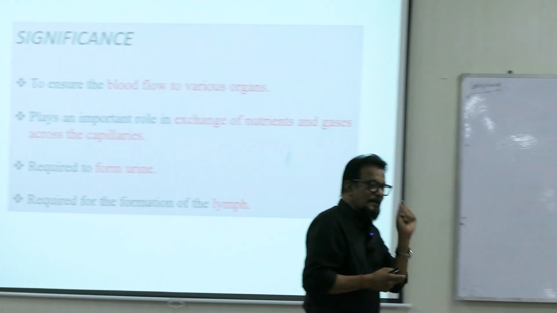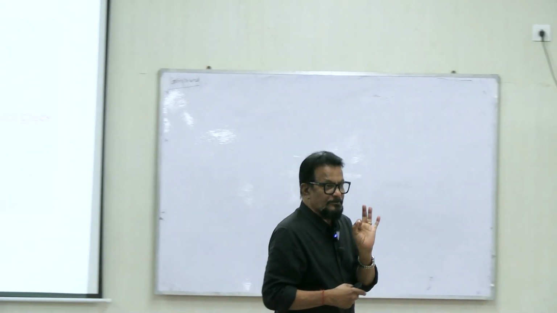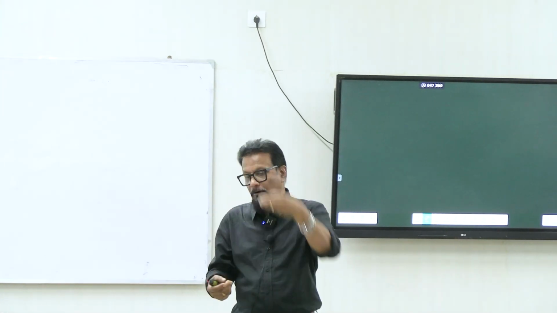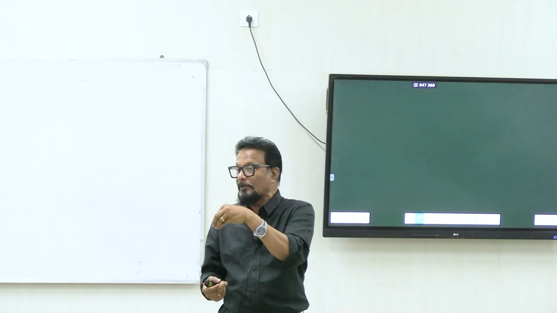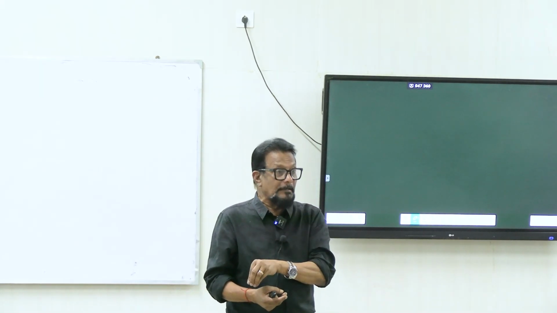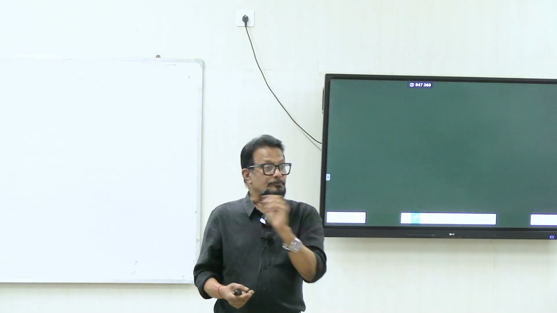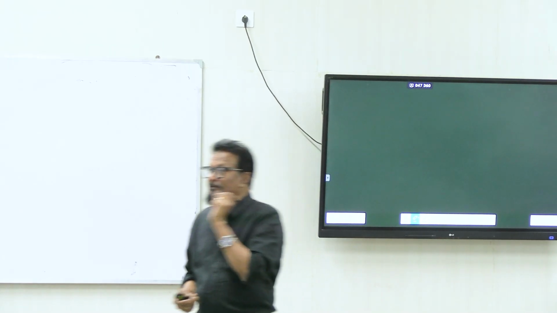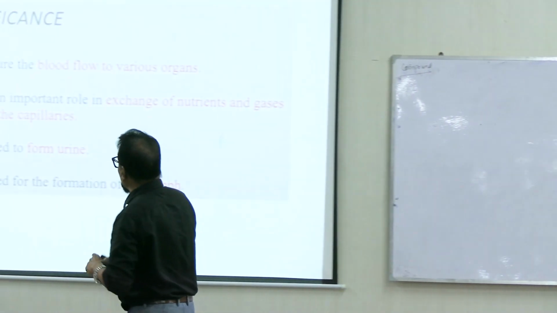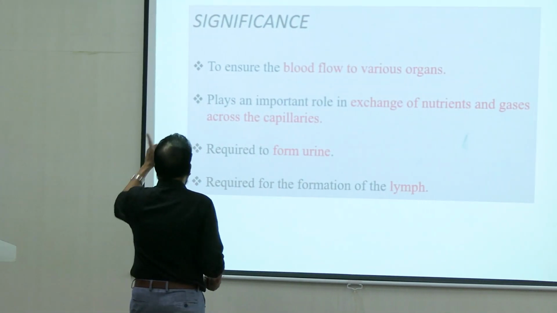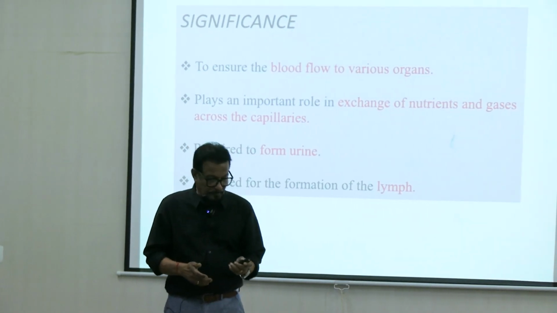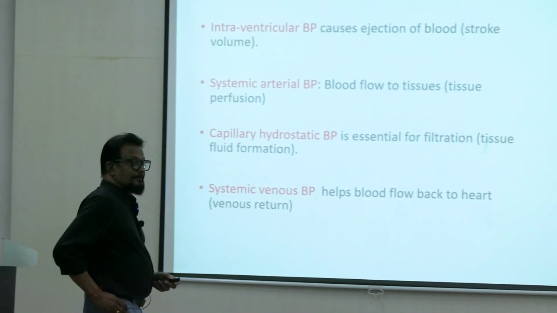So for that purpose, in the capillaries, one pressure has to be created, that is hydrostatic pressure. If the hydrostatic pressure is more, then more fluid will be passing from the capillary into the tissue space. If it is less, then less fluid will be coming to the tissue space. Okay, so this capillary exchange depends on the hydrostatic pressure. This hydrostatic pressure is created by the blood pressure. Okay, and it is because of this that urine is formed, because of this lymph is formed. Okay, so this is the significance and the function.